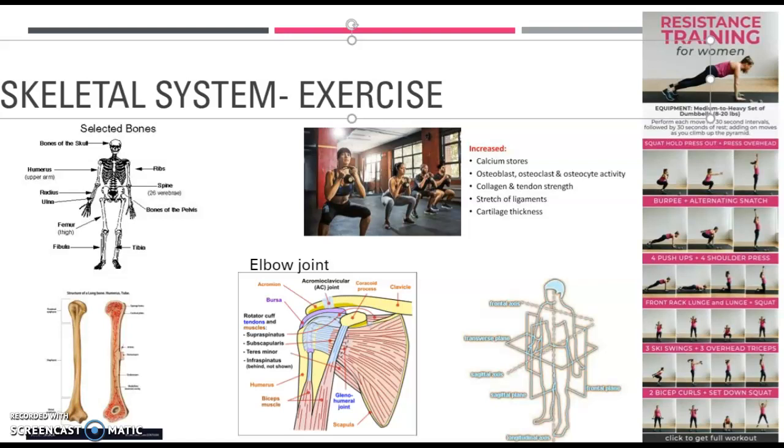The bones uptake minerals and calcium and strengthen, making them harder, and therefore they're less likely to be damaged during exercise. Strength training exercise also improves the strength and flexibility of the joints. This is seen by the elbow joint at the bottom of the page. An increase in collagen makes the cartilage thicker and the joint less prone to injury. The increase in collagen also strengthens ligaments that connect bones and muscles, and they become more resistant to strain through exercise.